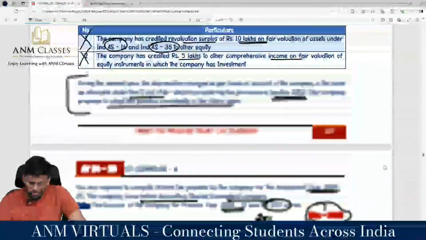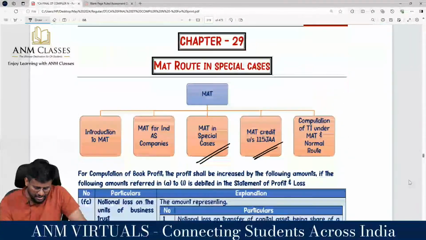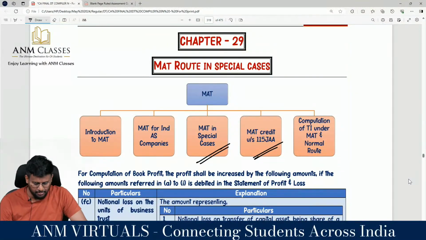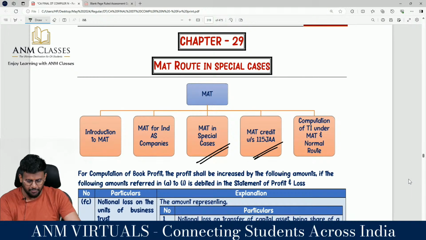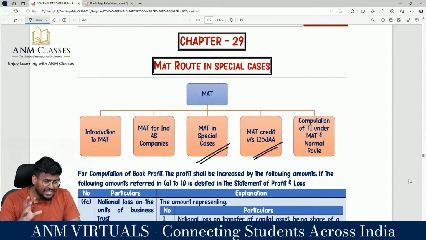So we have explained what MAT is. Now from here onwards is a very easy part. MAT in special cases, MAT credit under section 115JAA and computation of total income under the normal route. So revise, sir, and start doing the questions from MAT, because doing the questions from MAT plays a major role. MAT for an Ind AS company is a little important this time, because MAT under normal was asked last time as the first question, an 8 mark or 10 mark question.